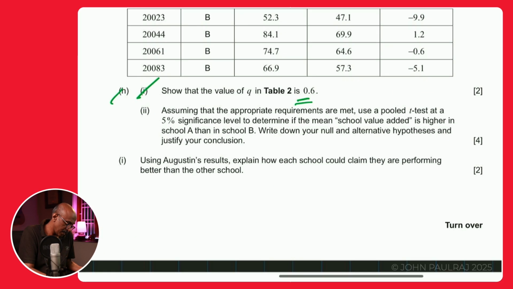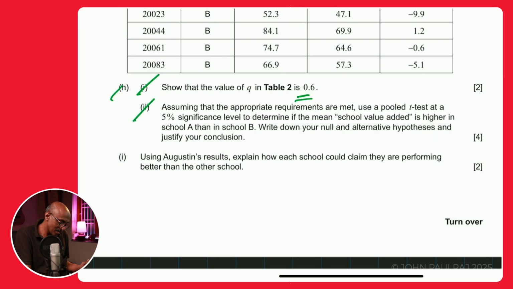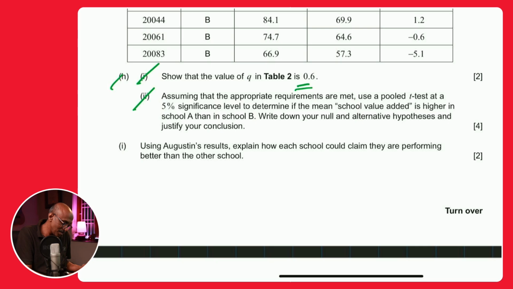Now, next part. Assuming that the appropriate requirements are met, use a pooled t-test, again a pooled t-test, at a 5% significance level to determine if the mean school value added is higher in school A than in school B. Wow. Determine your null and alternative hypotheses and justify your conclusion.